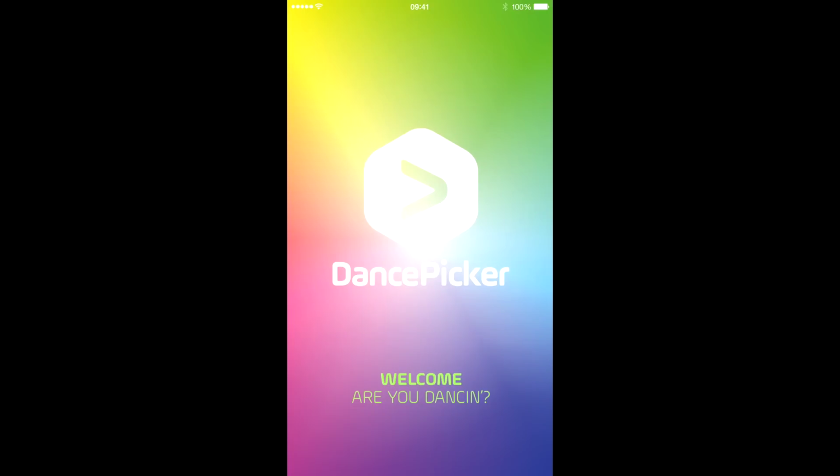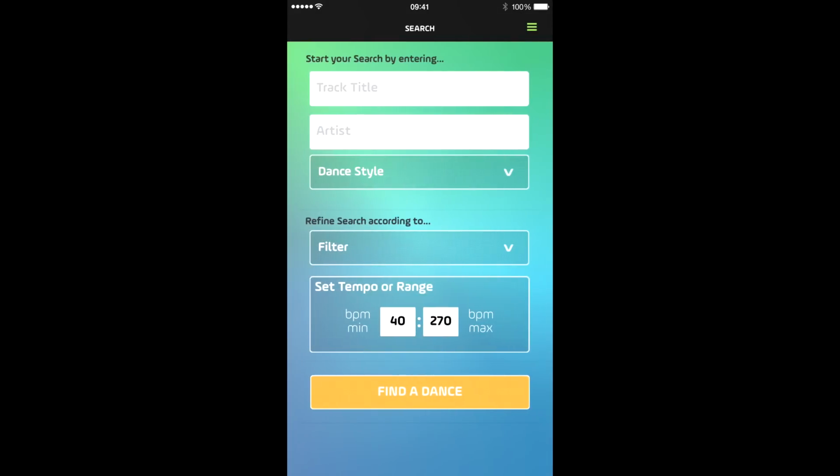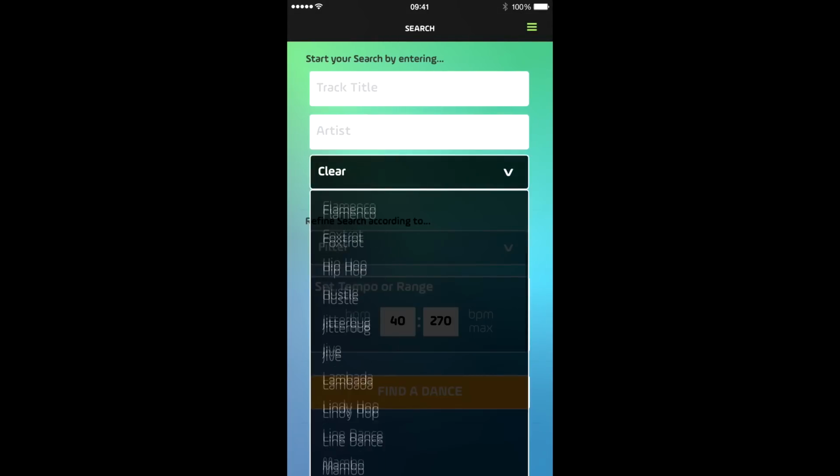I love working with my dance students to prepare for competitions and shows. The important thing is to get the right music for the right person. It's so much easier since I've had DancePicker. I'm looking for a rumba for Grace and Liam to practice for their under-8s competition.